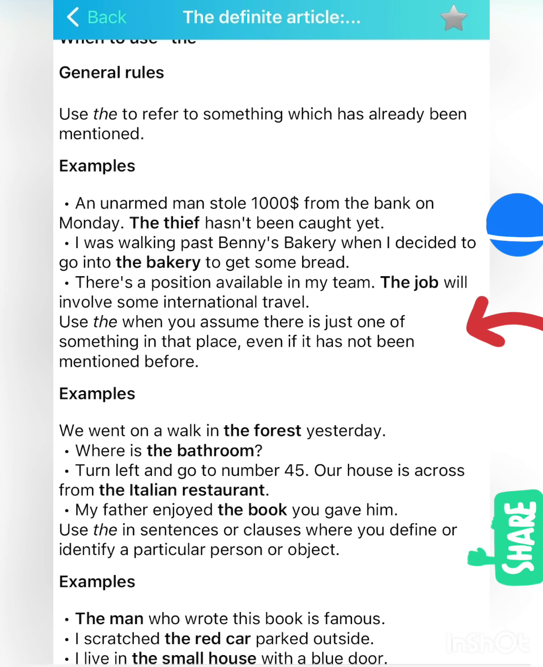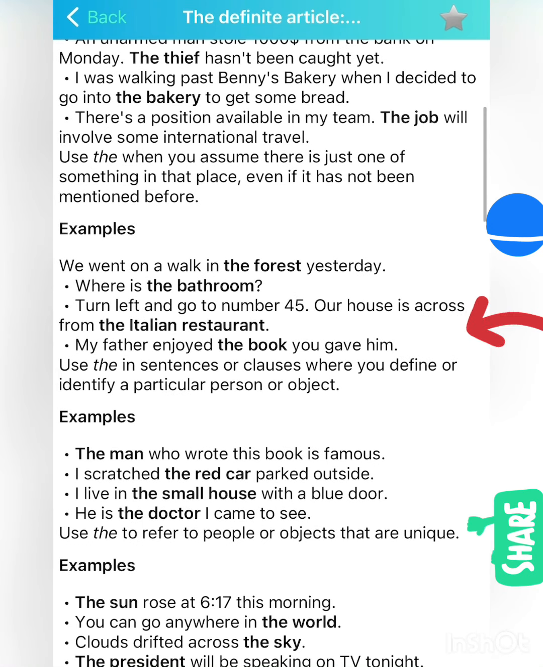There's yet another use of "the", where "the" is used in sentences or clauses where you define or identify a particular person or an object. Okay, particular, that is the term. That's the keyword, particular, specific. Let's see the examples to understand more. The man who wrote this book is famous. Which man? The one who wrote that book. It is very specific, very particular.